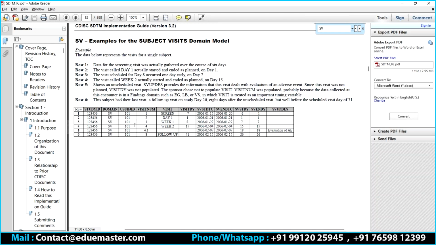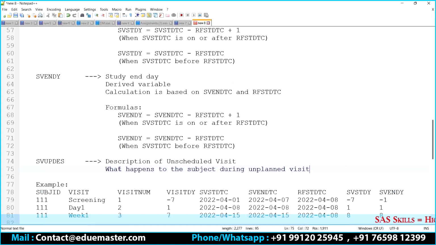You can see the entire thing is for one subject called 101. You can see 1, 2, 3, and you can see this particular one, 4.1, which is an unscheduled visit. And for the unscheduled visit, we don't populate what the visit is and what the visit day is. This is what I would like to tell. I forgot this. For unplanned visits, we don't populate visit and visit day. I need to include this.